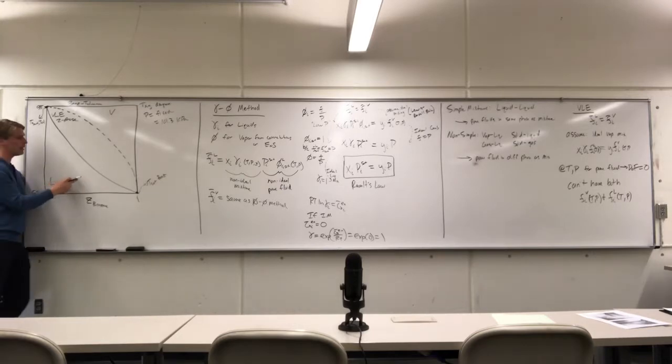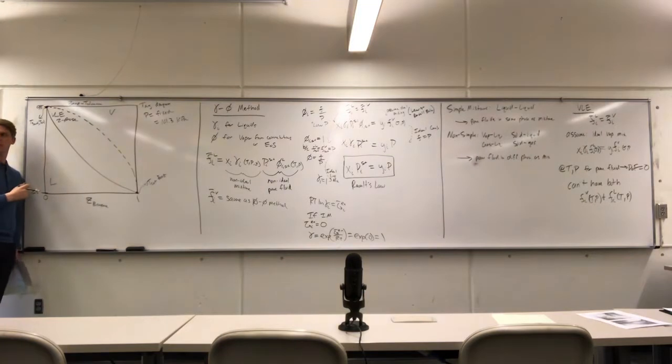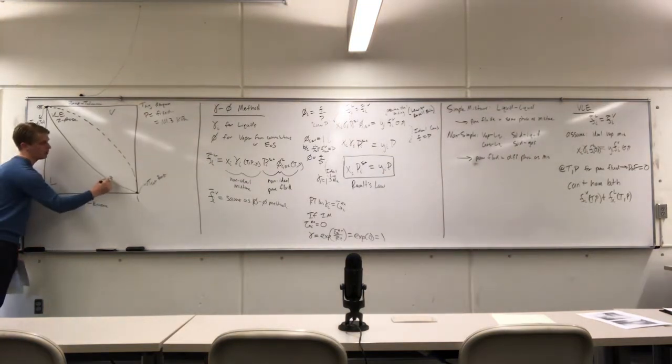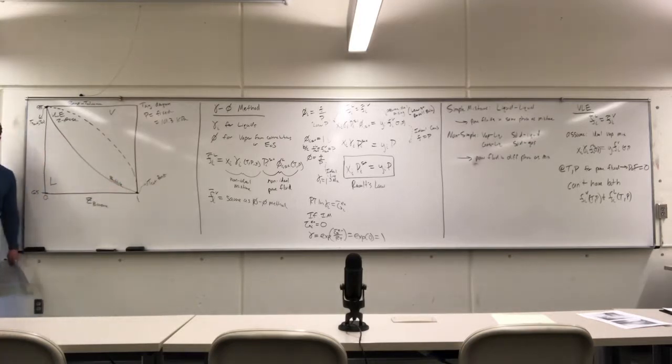So if I'm going from liquid to the two-phase region, what curve do we call that? That's a bubble curve. It is the bubble curve. And when we go from a vapor and condense to a liquid, it is the dew curve.